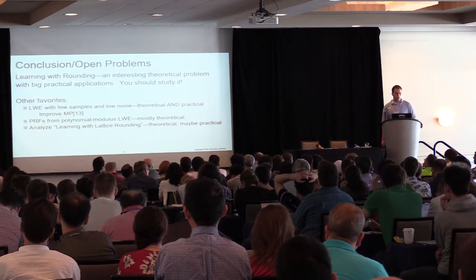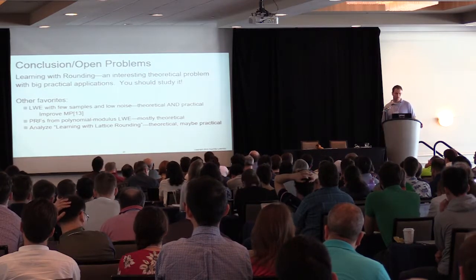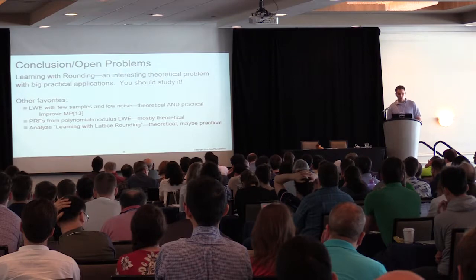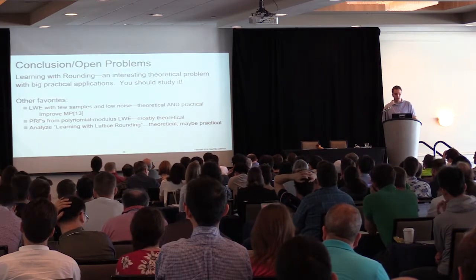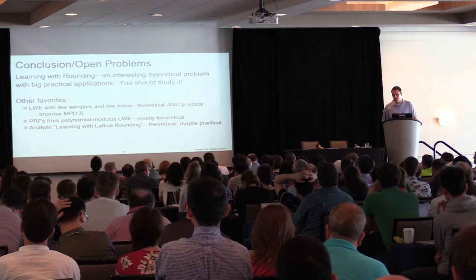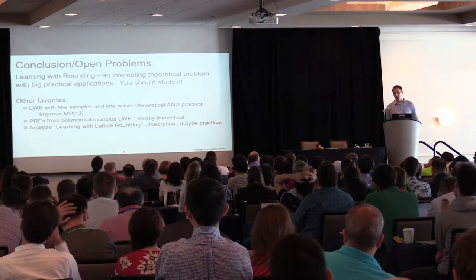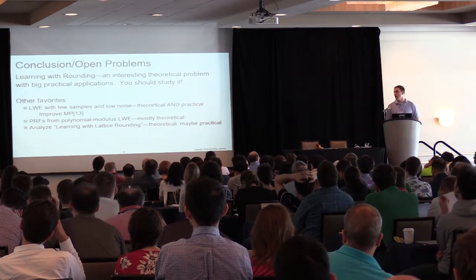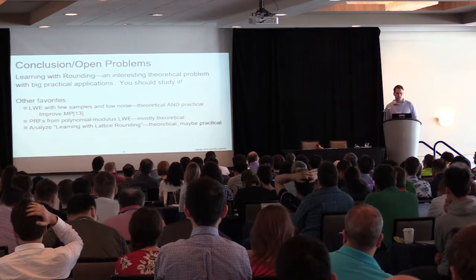PRFs from polynomial modulus LWE are a favorite pet problem of mine that's still unsolved. I think analyzing the learning with lattice rounding problem is quite interesting. And I don't have this up here, but I think that doing reductions between polynomial ring LWE and module LWE might be able to borrow some techniques from this area.